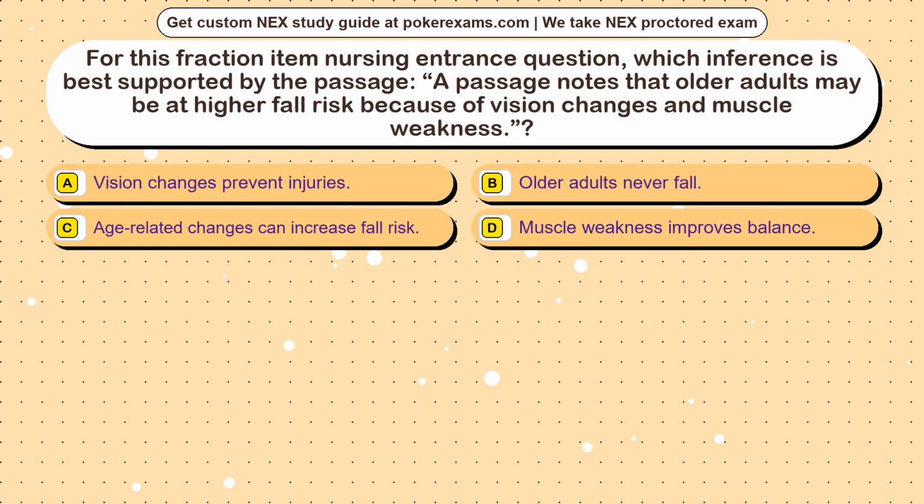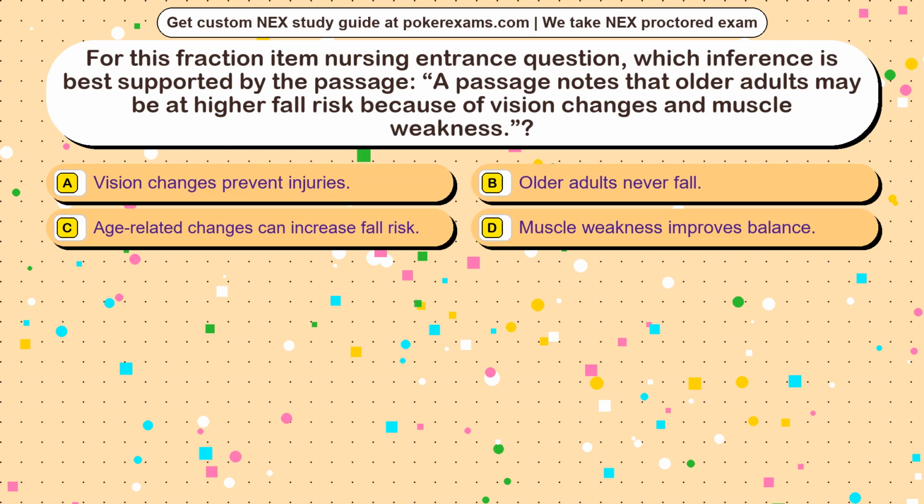Question 13. For this fraction item nursing entrance question, which inference is best supported by the passage, a passage notes that older adults may be at higher fall risk because of vision changes and muscle weakness. Option A. Vision changes prevent injuries. Option B. Older adults never fall. Option C. Age-related changes can increase fall risk. Option D. Muscle weakness improves balance.